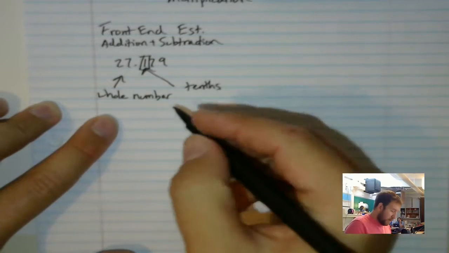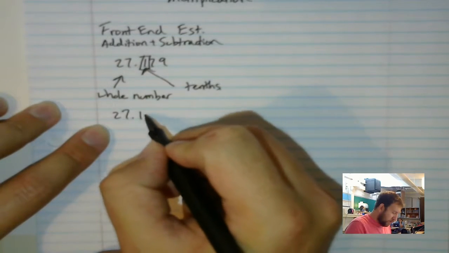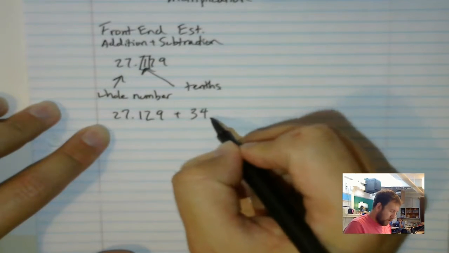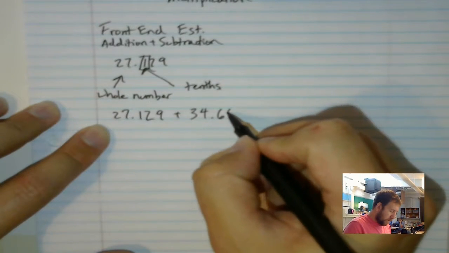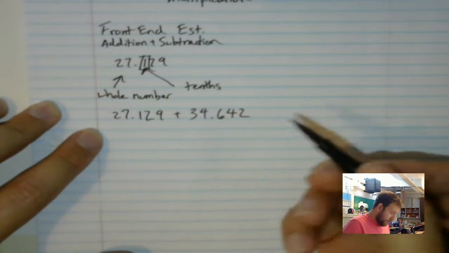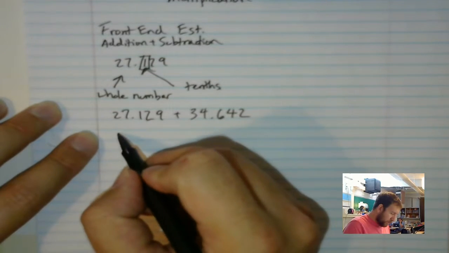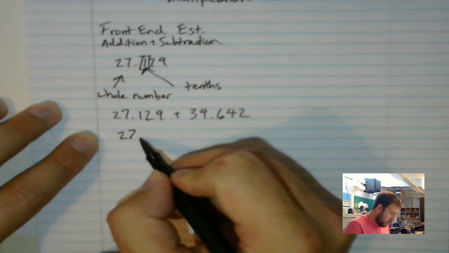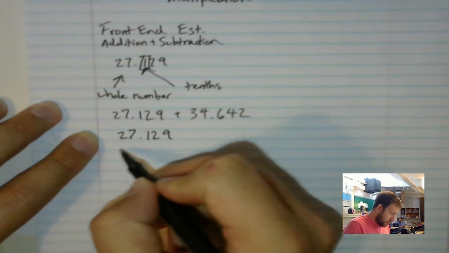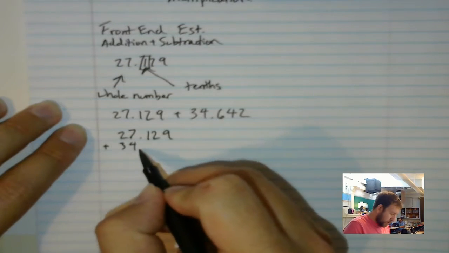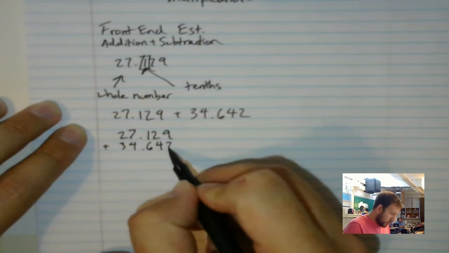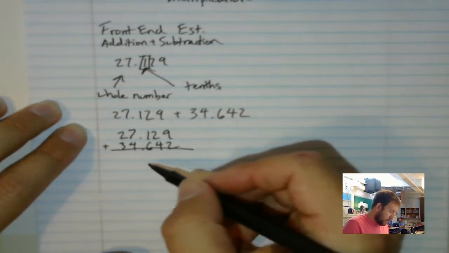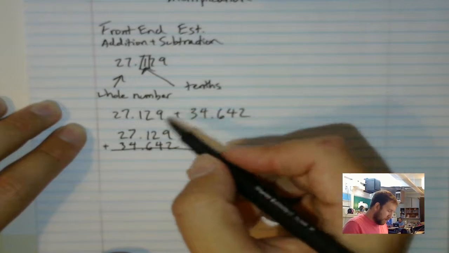And if we're going to do a quick little addition, say we're going to use 27.129 plus 34.642. Remember, I would line it up like normal, again remembering that my decimals are in line. And then I'm going to add up my tenths.